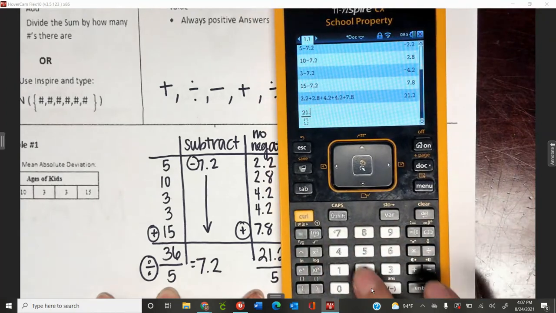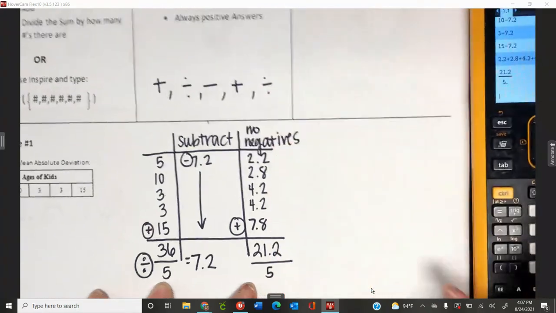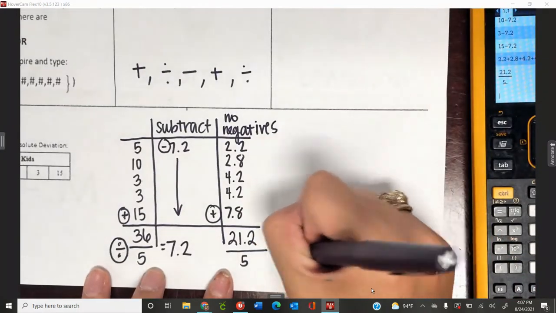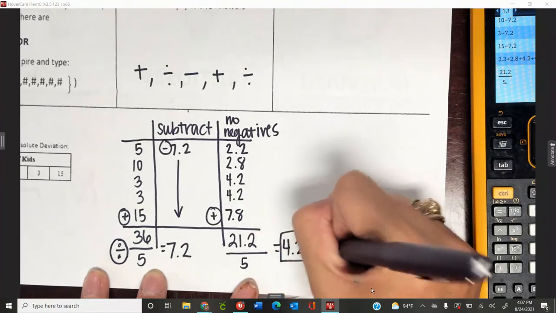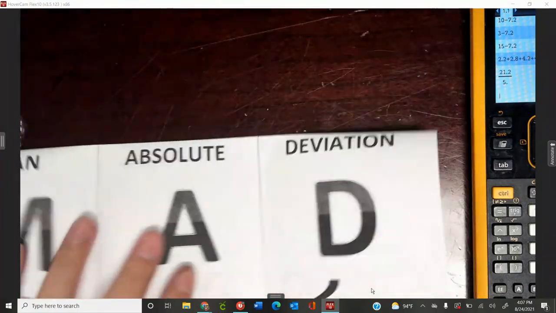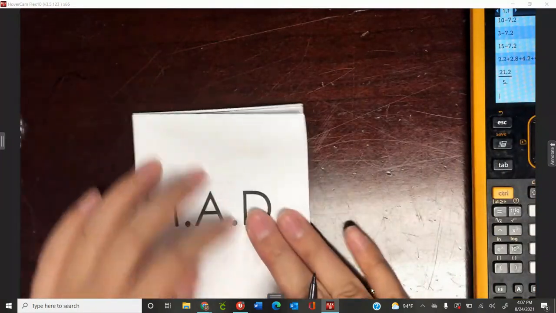So 21.2 divided by 5. Make sure you include a decimal point. Your answer here was 4.24. Okay, so that was your notes on mean absolute deviation.